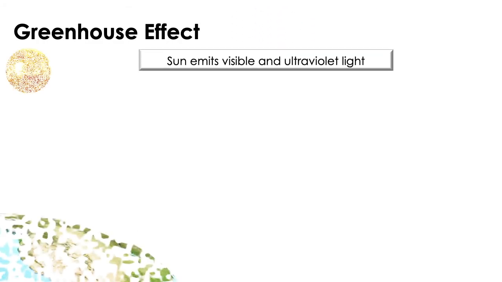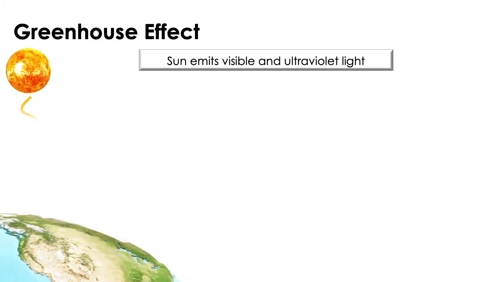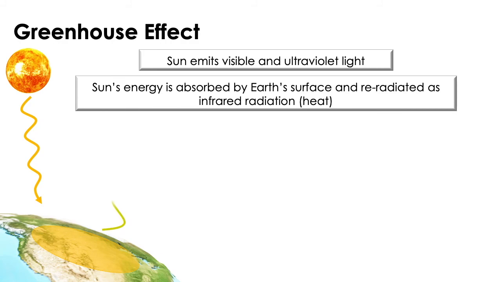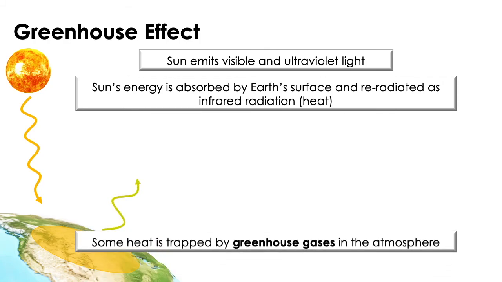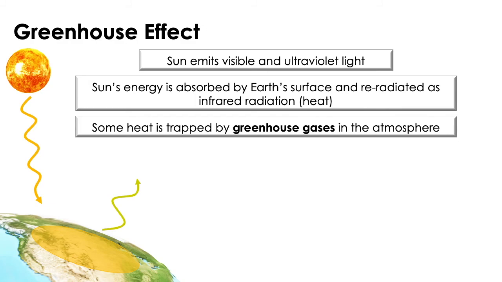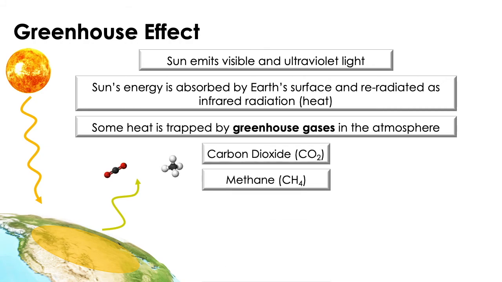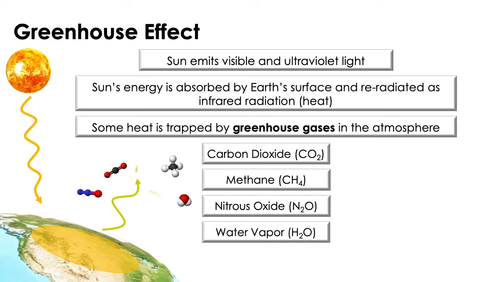So the greenhouse effect starts off by the sun emitting visible and ultraviolet light. And we remember that that is the short wavelength of the electromagnetic spectrum. So it releases all this energy, and that energy gets absorbed by Earth's surface, and Earth re-radiates that energy as infrared radiation, which we feel as heat. Some of that heat energy is trapped by greenhouse gases in the atmosphere, and these greenhouse gases include carbon dioxide, methane, nitrous oxide, and water vapor. These are the four main types of greenhouse gases.